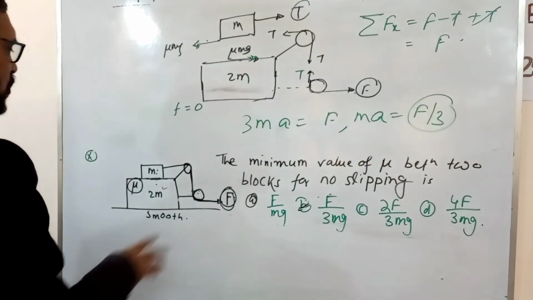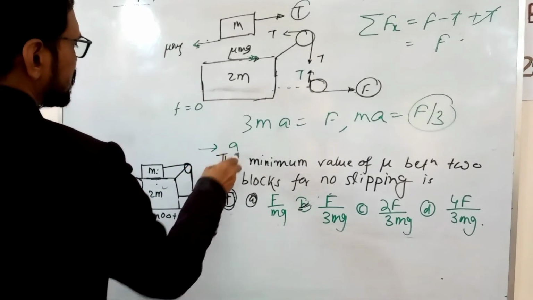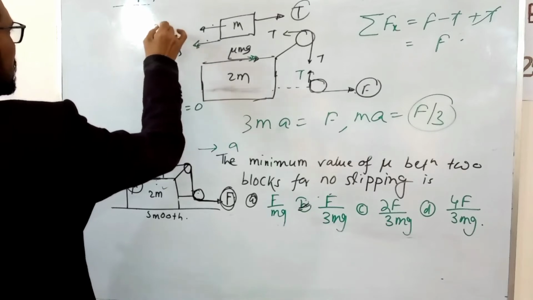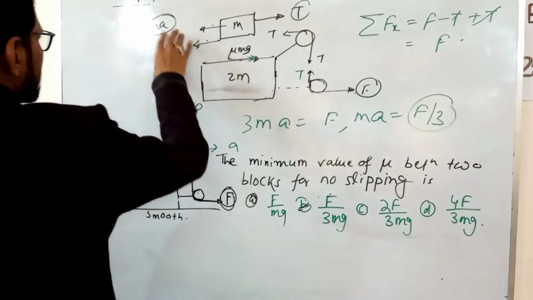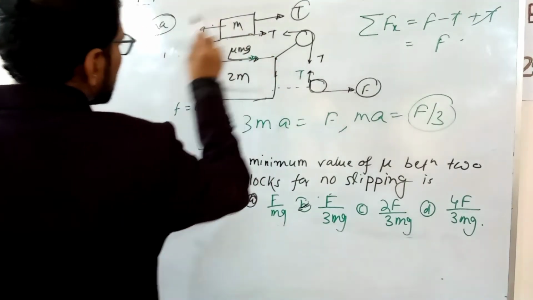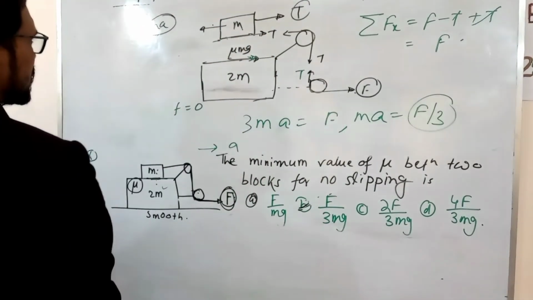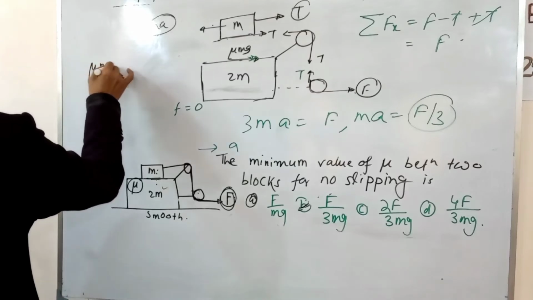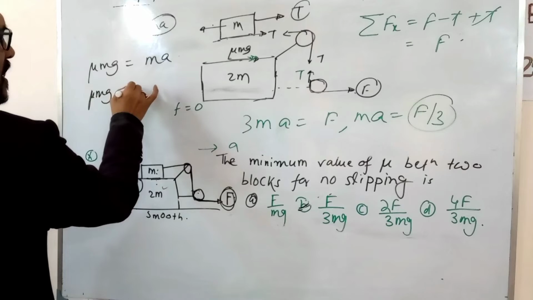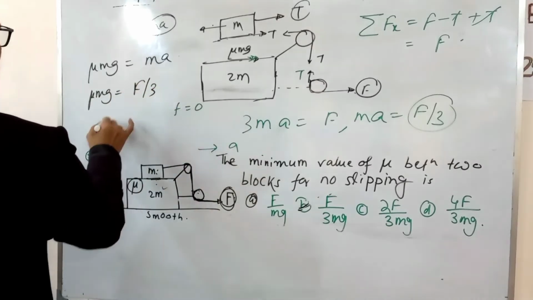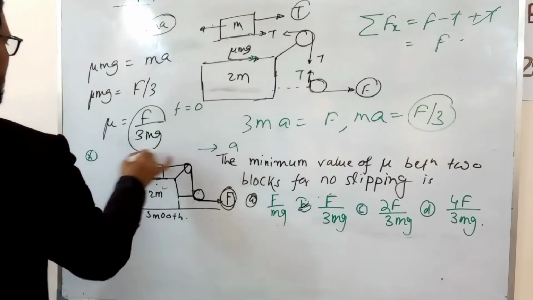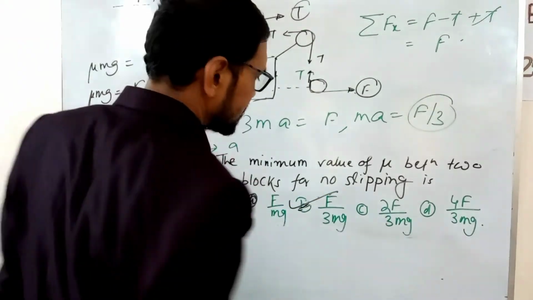Now as the system moves with an acceleration a, what is the pseudo force acting on the block? The pseudo force acting on the block is ma, acting in this direction, so friction force prevents the slipping of the block. Now what is the maximum friction force? Mu mg, which is equal to ma, which is equal to F by 3. That is, mu equals F by 3mg. This is the answer.